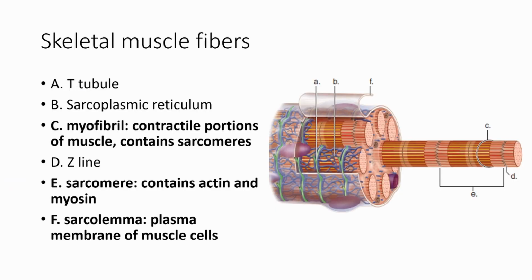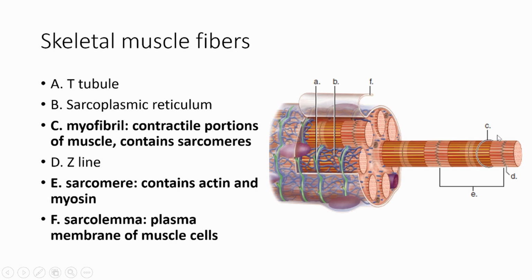Let's take a closer look at those skeletal muscle fibers. I have some things here labeled with letters and their corresponding structure names and some information about them over here. Where we see A here, this portion we see in green is called the T-tubule. In B, what we see kind of wound around everything like a net is the sarcoplasmic reticulum. This is similar to the smooth endoplasmic reticulum we saw in a previous chapter.